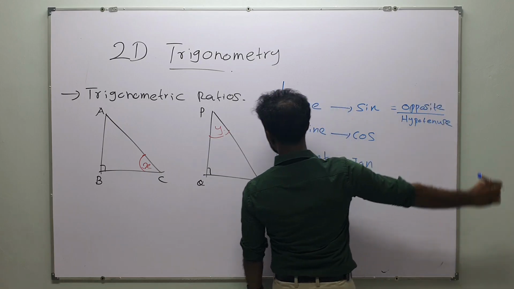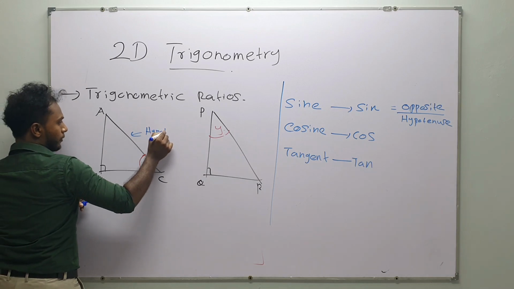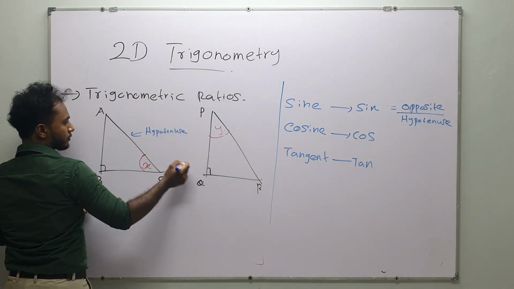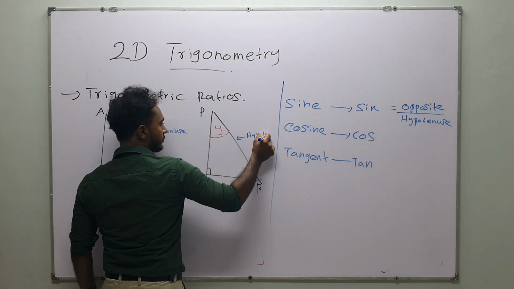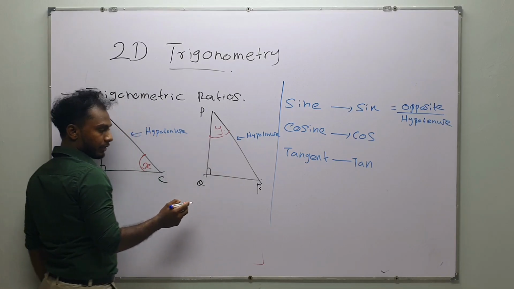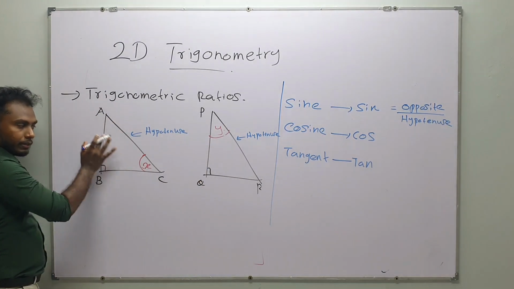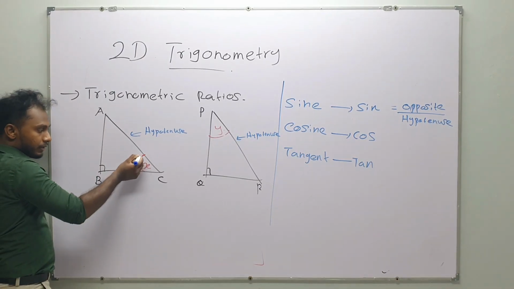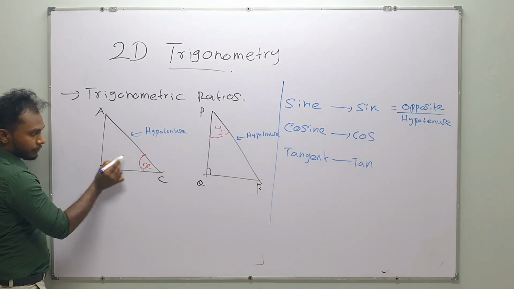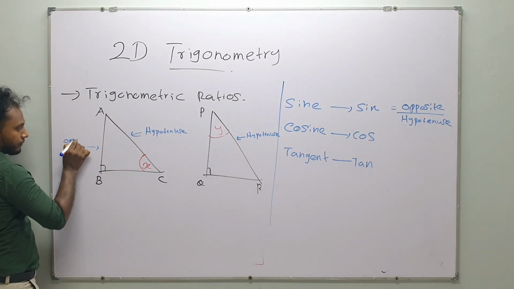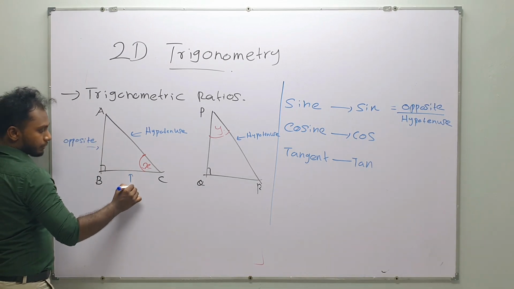All right. So what is opposite then? You know the hypotenuse is not changing. This is the hypotenuse of this triangle. Similarly, this is the hypotenuse of this triangle. It can't change because it is always opposite to the right angle. So for triangle ABC, since we are considering these acute angles, for this angle, see, this is the opposite side. And this is the adjacent.